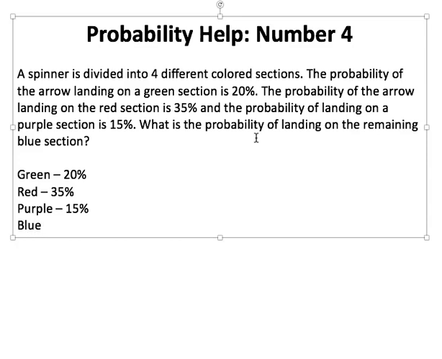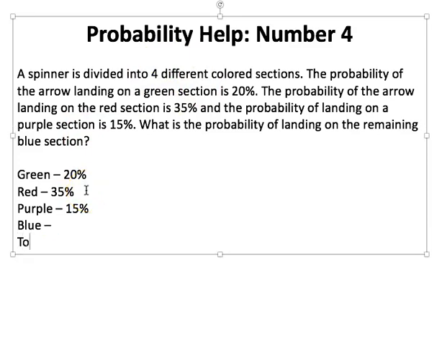So the last section left is blue. It wants to know the probability. Well, I know that since there's only 4 colors, all of these have to add up to be 100%. Right? So we got to figure out what do we do? So 20 plus 35 is 55. 55 plus 15. Well, 5 plus 5 is 10, so 55 plus 10 is 65, plus another 10, 75. It'd be 70.